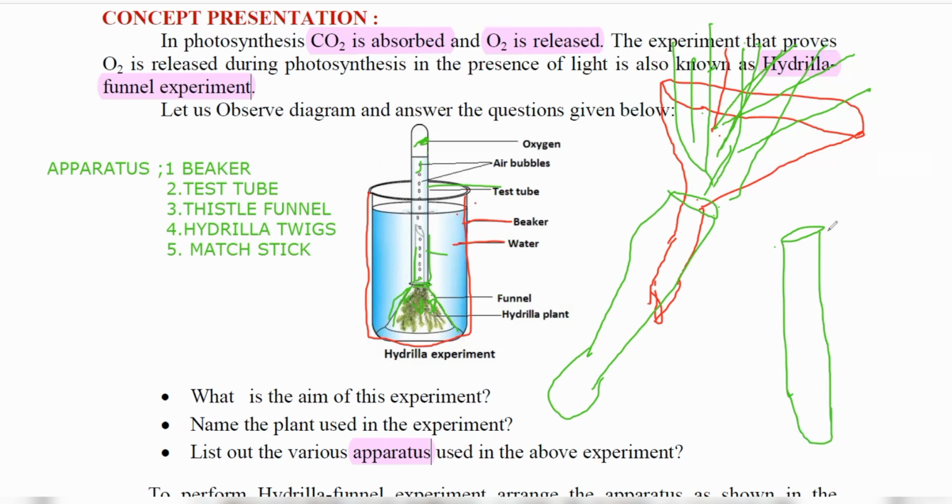Now you have to ignite the matchstick at the mouth of the test tube. The matchstick glows vigorously, which indicates that oxygen is present, liberated during photosynthesis from the hydrilla twigs. Because the hydrilla twigs are carrying out photosynthesis, gas bubbles are released. So we can prove that. The conclusion is that during photosynthesis, oxygen is liberated.